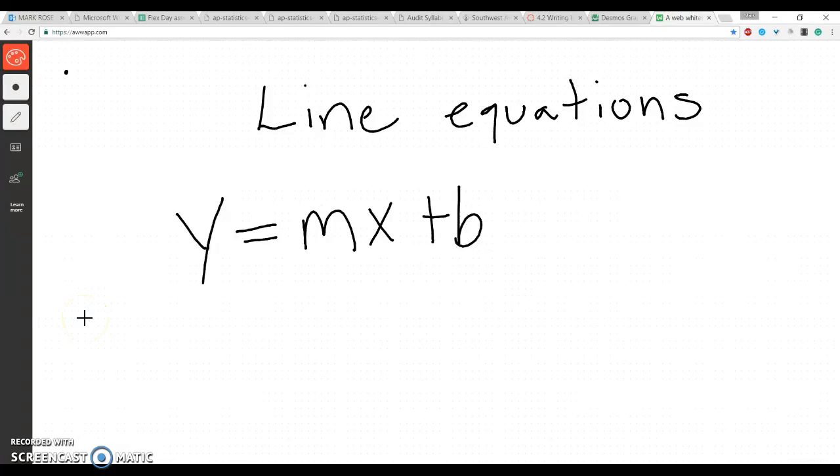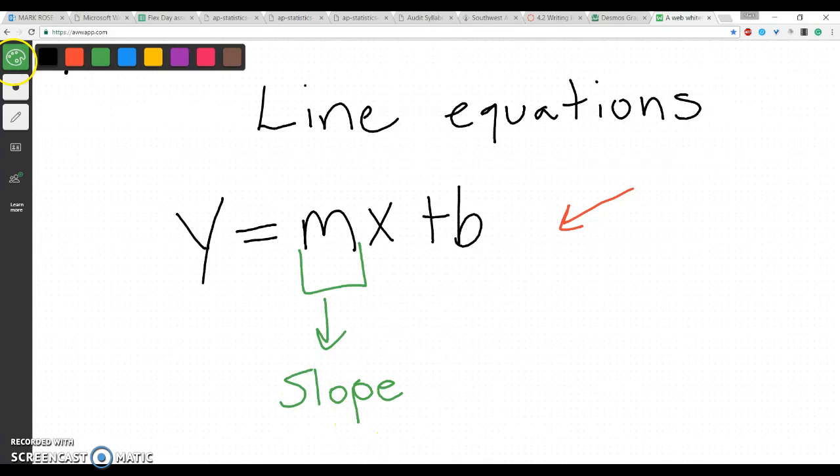Okay, so today we're going to talk about line equations and everything that kind of goes with line equations. Here's the general form for a line equation. It generally comes in this form, which is y equals mx plus b. And here's what these symbols mean. M stands for your slope. And B stands for your y-intercept.